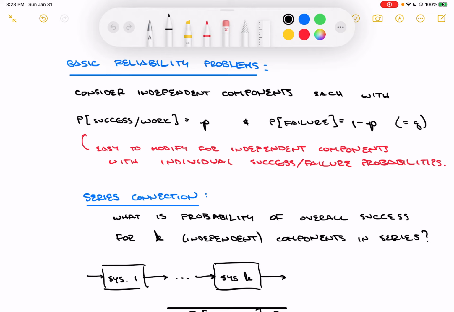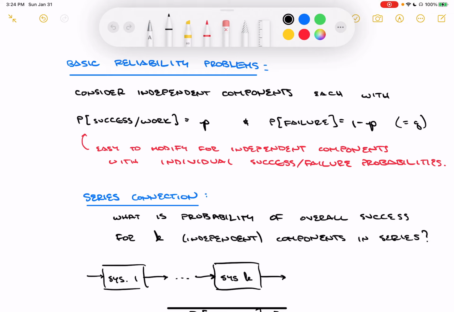We're going to again call that P. P would be between 0 and 1. And then there would be the complementary probability for that component or part failing or stopping to work. And that will just be 1 minus p, which we'll sometimes also call q.